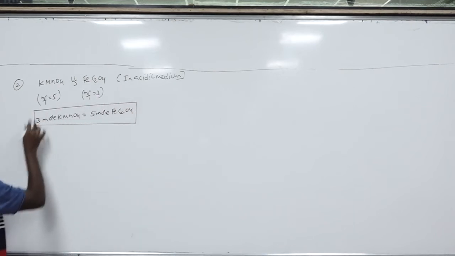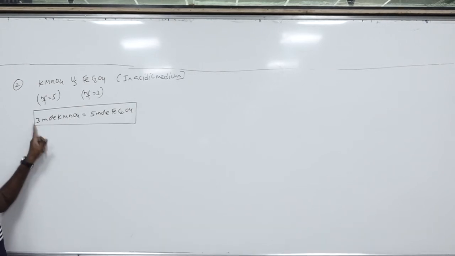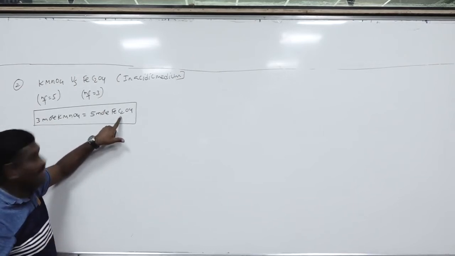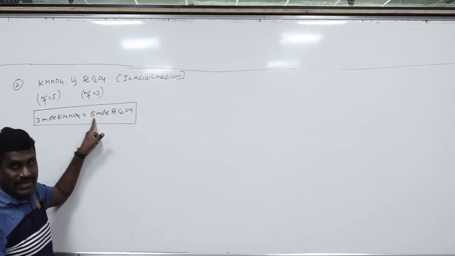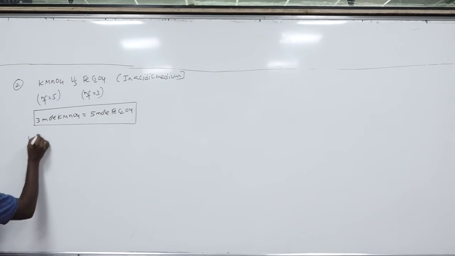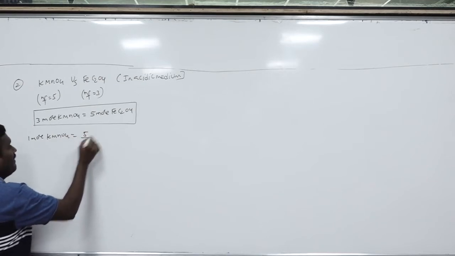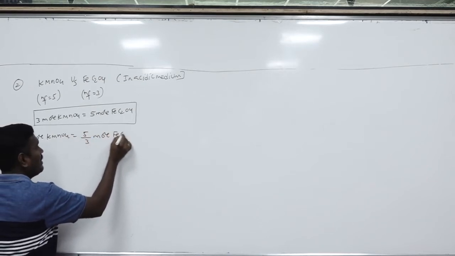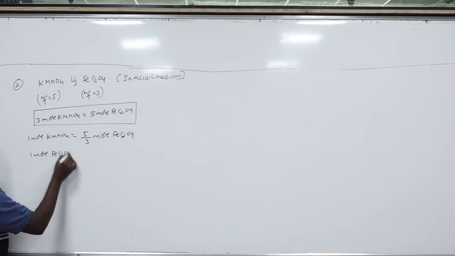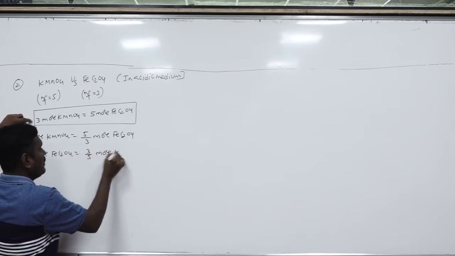Are you getting my point? 1 mole KMnO4 accepts 5 moles of electrons, so 3 moles will accept 3 into 5, 15 moles of electrons. 1 mole of ferrous oxalate will give 3 moles of electrons, 5 moles will give 5 into 3, 15 moles. 15 moles equal. From here, for 1 mole KMnO4, how many moles of ferrous oxalate are required? 5 by 3 moles. Otherwise, for 1 mole of ferrous oxalate, how many moles of KMnO4 are required? That will be 3 by 5 moles.